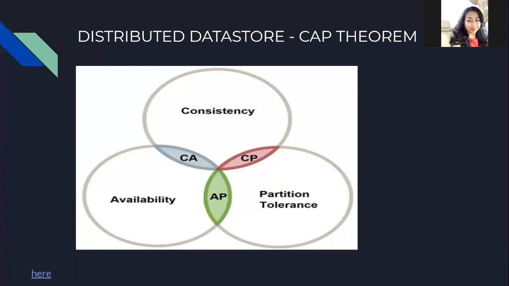What this theorem says is that you can only have 2 out of 3. You cannot have all 3 components together. So you can focus on either CP, which is consistency and partition tolerance, or you have CA, which is consistency and availability, but you cannot have all 3. This is what you need to consider when you design a data store, a distributed data store, or a distributed system.